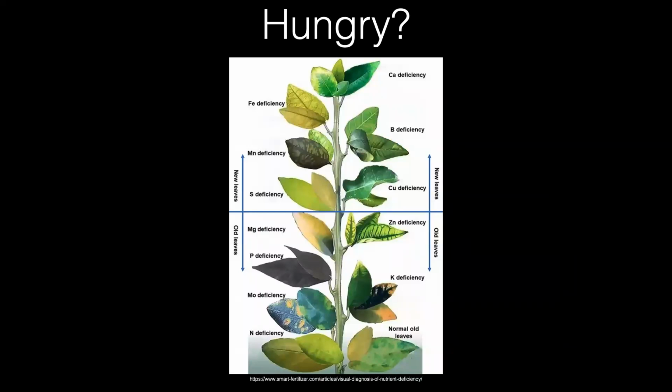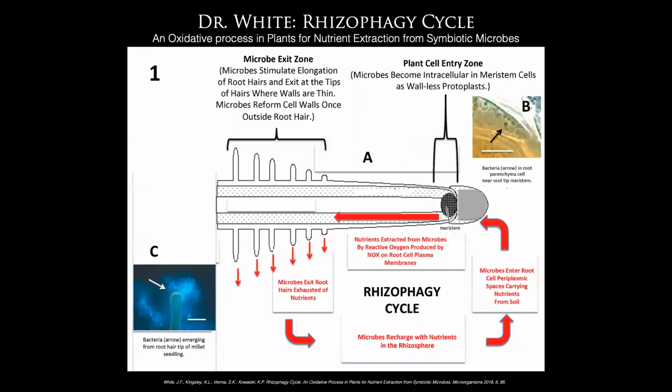If a plant's hungry, what can it do? Well, we talked about the rhizophagy cycle before, but when we take into account that the plant can purposely communicate a need, we now have a better understanding that through those exudates, it can attract in specific organisms to help feed itself. So the rhizophagy cycle, in a nutshell, if you haven't looked it up, it's very, very cool. Take a look, Dr. White's research.